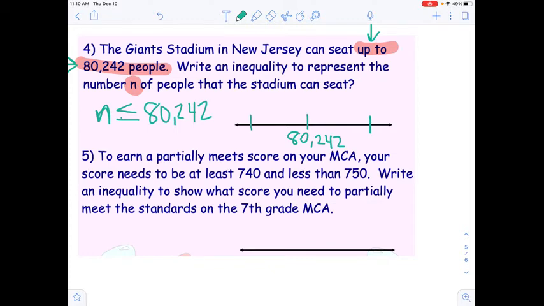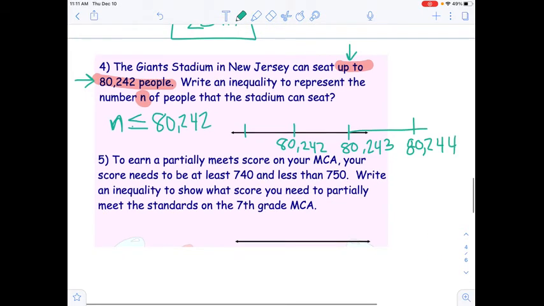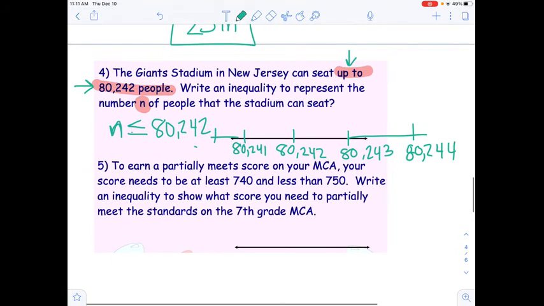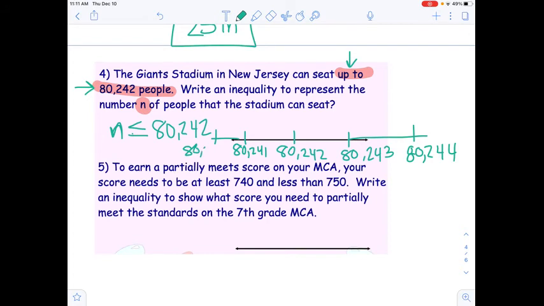And then to graph that, I'm going to plot that number on the number line. And we'll do a couple numbers. Let's do 80,243, 80,244, 80,241, 80,240. So I know since it's less than or equal to, since there's that equal sign underneath, my circle is going to be closed because it includes 80,242. And less than means it has to be numbers to the left of that, smaller than 80,242 because it can't be bigger.